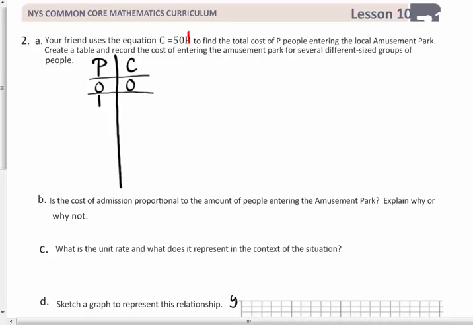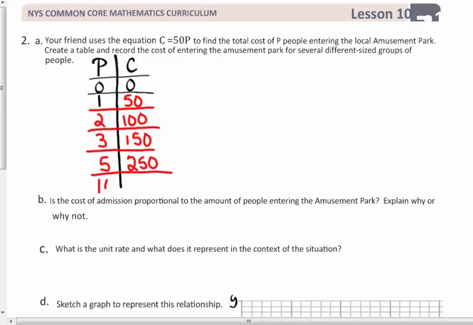You put a 1 here. 1 times 50 is 50. If 2 people go to the park, put a 2 there for P. 2 times 50, you get 100. If 3 people go to the park, it costs $150. So I can keep replacing my P many, many times, right? If 5 people go to the park, 5 times 50, 250. What if 10 people go to the park? 10 times 50 would be $500.